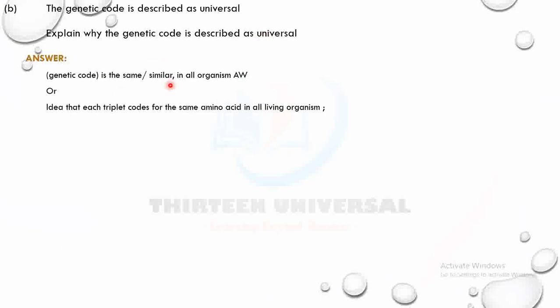The genetic code is described as universal. Explain why the genetic code is described as universal. Okay, I want you to try it. Pause the video and try it. It's because the genetic code is the same in all organisms. So if a particular base triplet codes for an amino acid, it is the same for all organisms. Each triplet codes for the same amino acid in all organisms.